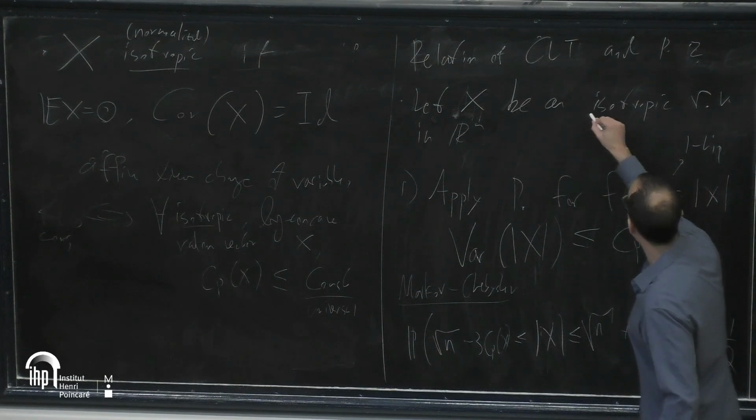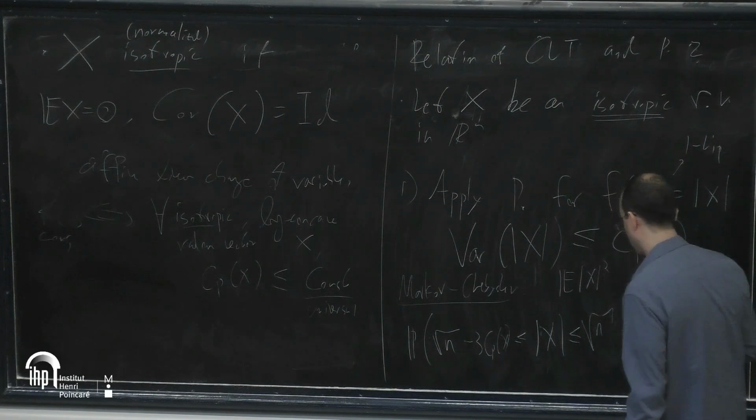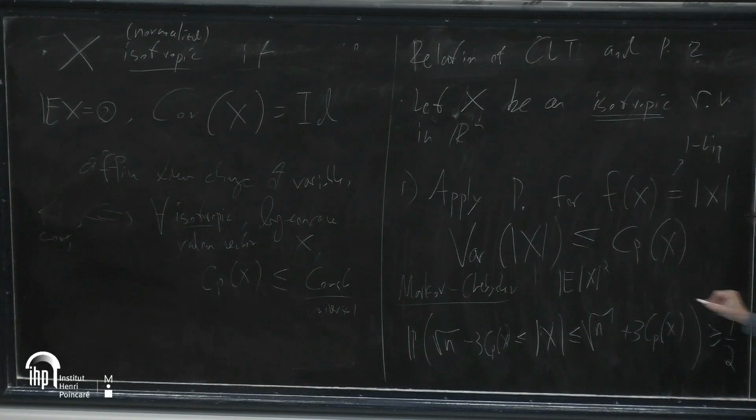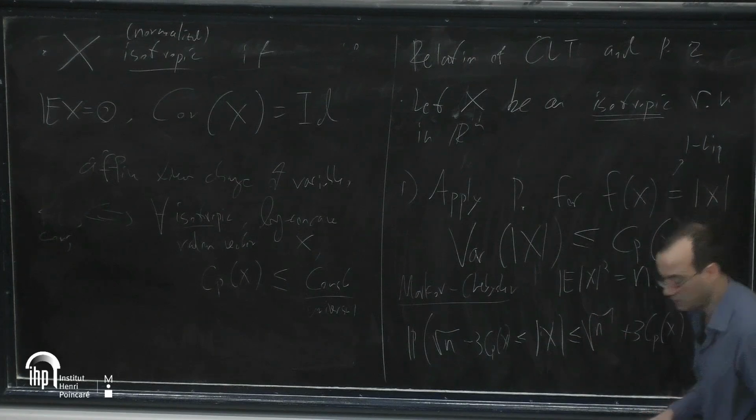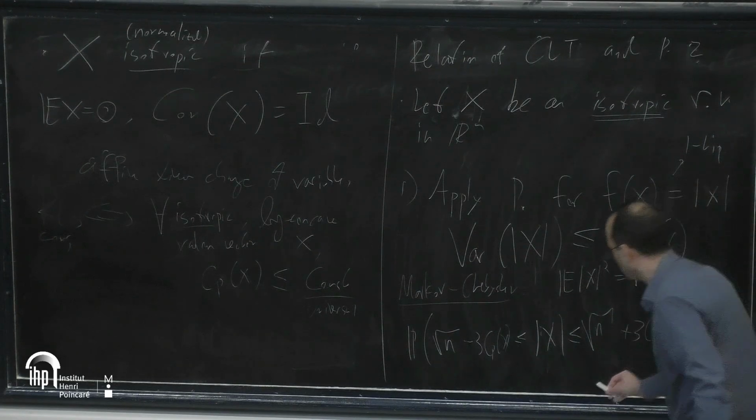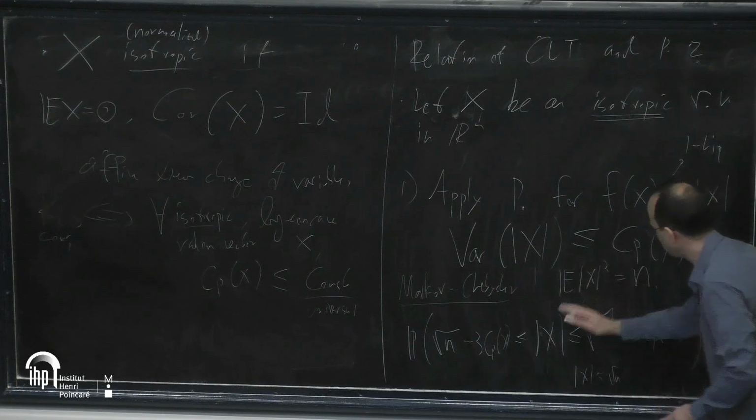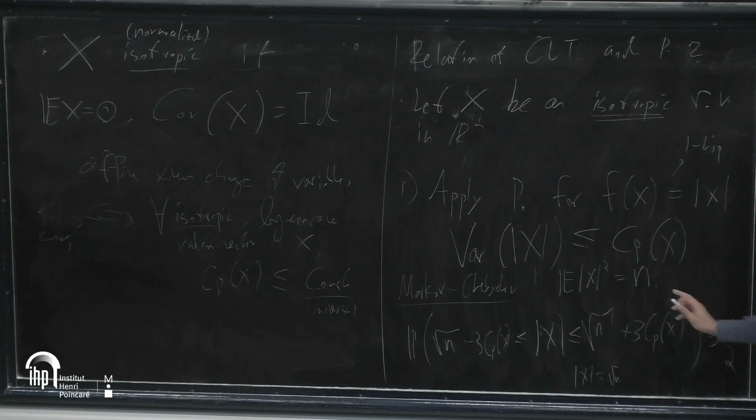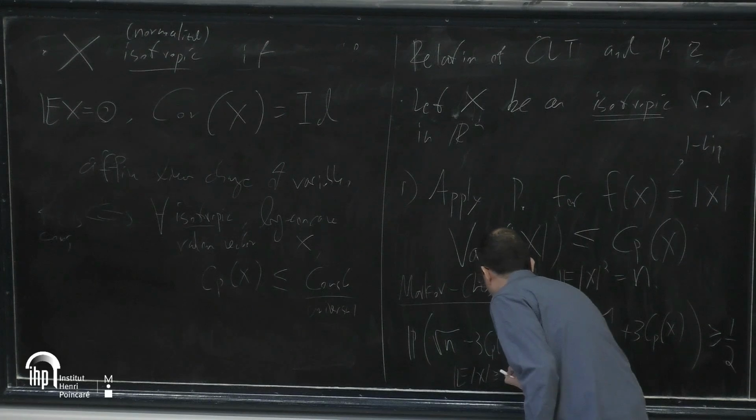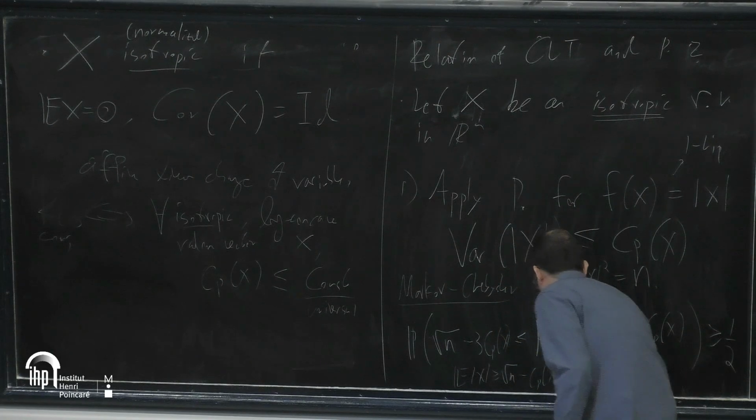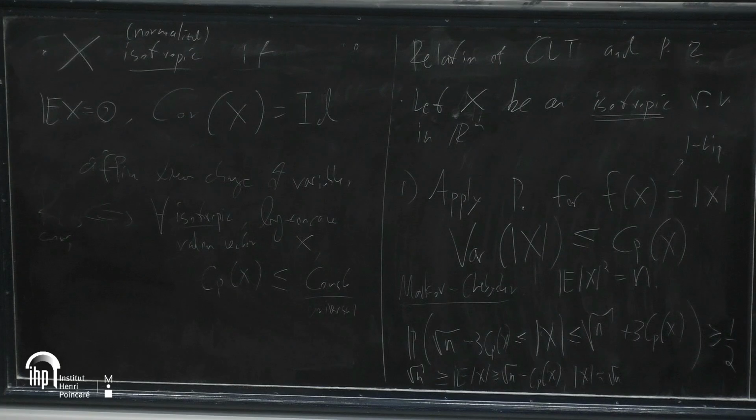So let's recall that x is isotropic. This means that the covariance is identity. So the expectation of the norm of x squared is the sum of x1 squared, x2 squared, etc. So it's the trace of the covariance matrix, or it is n. And this means that the norm squared is roughly n. So we'd expect the norm itself to be roughly root of n. And the inequality is indeed correct. This follows from this really in just a little computation. So you get that the expectation of the norm of x is at least root of n minus the Poincaré constant, and it's at most root of n by Cauchy-Schwarz. So you have this bound.